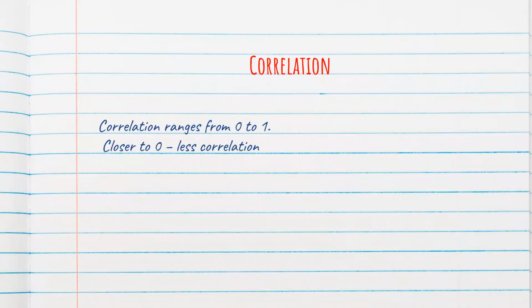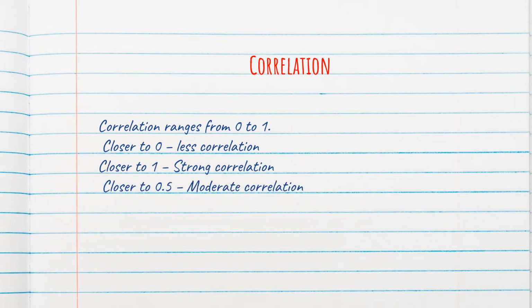Again, like covariance, I can say correlation means the strength of the relationship between the attributes. So the correlation would range from 0 to 1. If the correlation is closer to 0, I can say the correlation is less. If it is closer to 1, I can say strong correlation. If it is closer to 0.5, I can say moderate correlation.